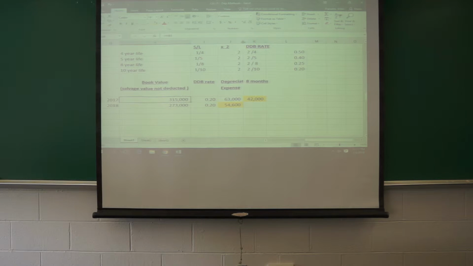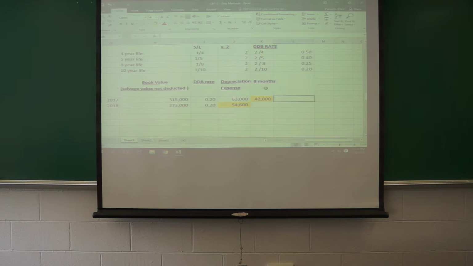So when we go to do the depreciation for 2017, something wrong here. We have to do the 63,000 times the months that we had it in service. So that would be times, what was it, May, June, July, August, September, October, November, December. Is that 8 months? So 8/12. Let me just double check that. If we do the yearly times 8/12, yes, okay, 8 months.